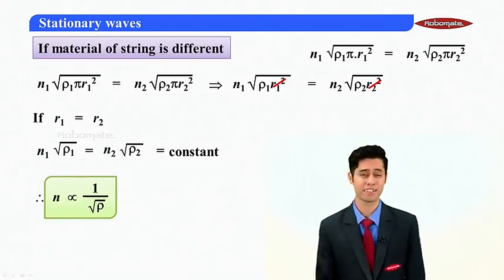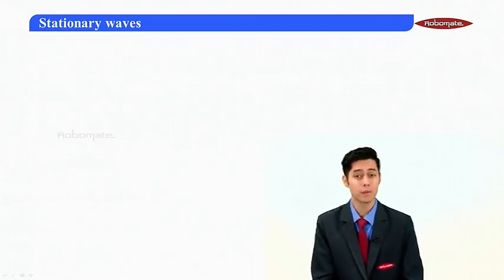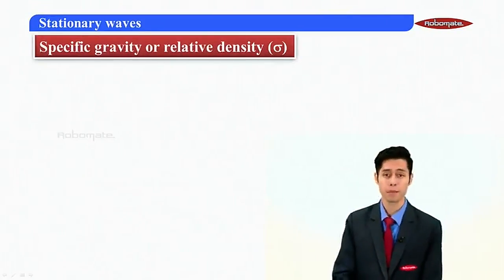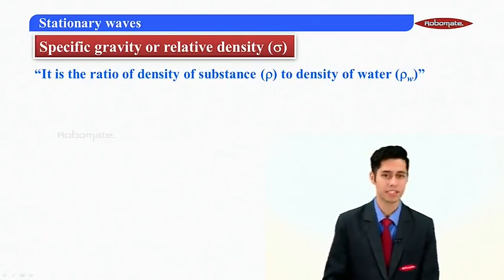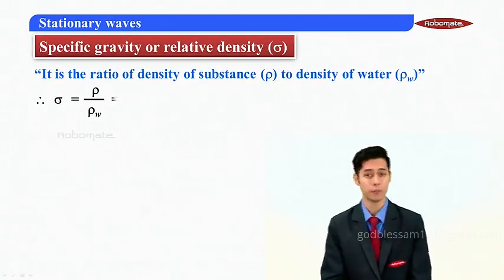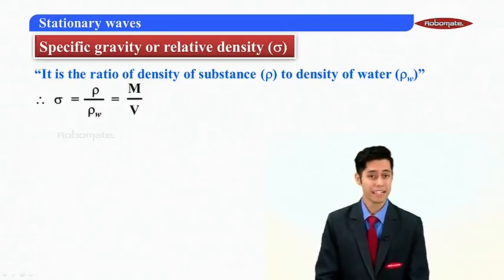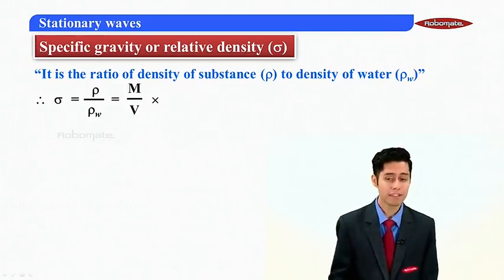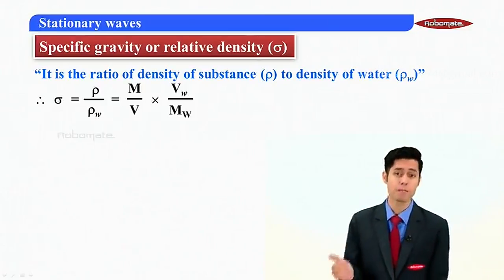So we studied two relations, that n is inversely proportional to r and n is inversely proportional to square root of density. Moving ahead to the next concept, the concept of specific gravity or relative density. It is defined as the ratio of density of substance to the density of water. That means sigma is rho divided by rho w. I know that density can be written as mass per unit volume, and density of water in this case is mass of water divided by volume of water. But since it is in division, it will be reciprocal. That is why it is volume of water divided by mass of water.